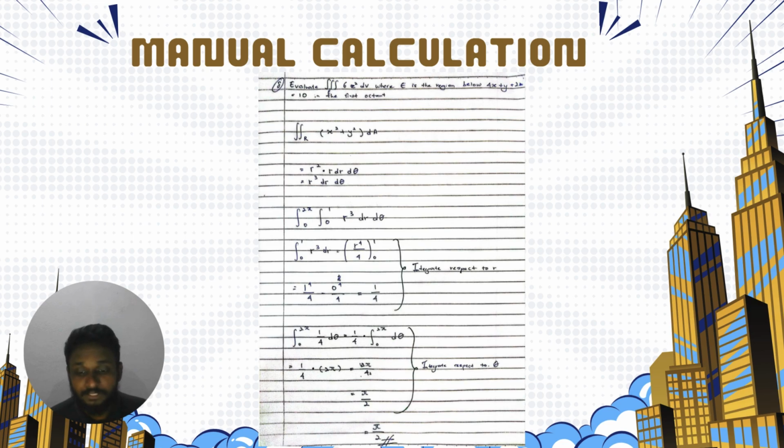So now we integrate with respect to theta, which is first the integral from 0 to 2 pi of 1 over 4 d theta. So it will become 1 over 4 times the integral from 0 to 2 pi of d theta, so it will become 1 over 4 times 2 pi. So the final answer for the integral with respect to theta is pi over 2. So the final answer is pi over 2.